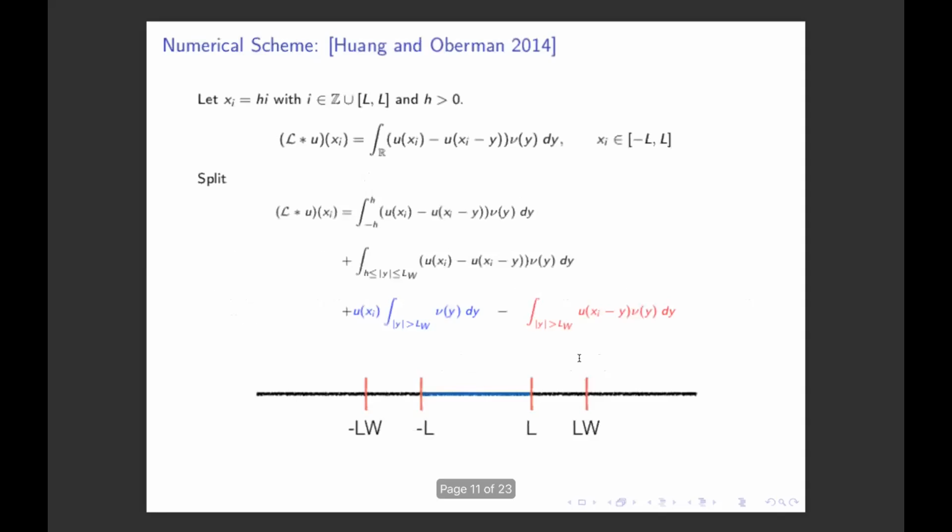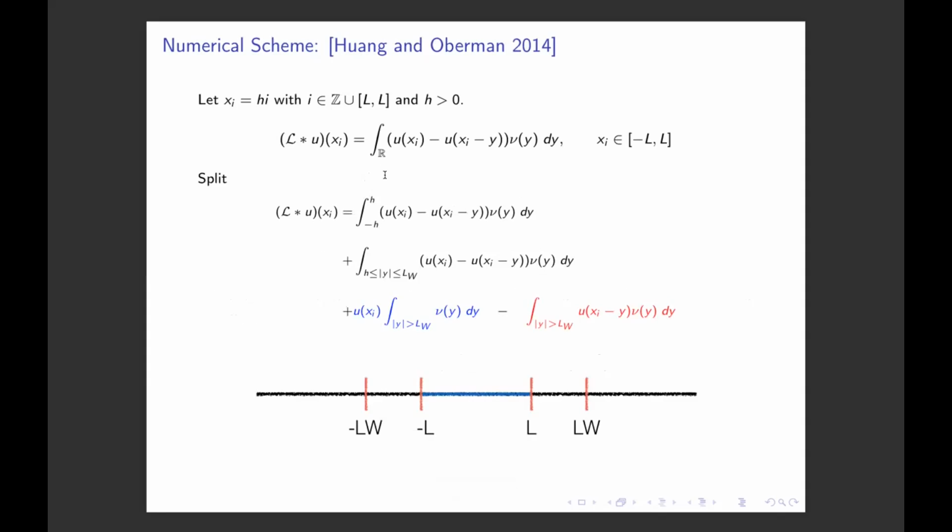So with this information, we adapted a scheme that is based on Huang and Oberman's work. Huang and Oberman created a quadrature method that they apply to the fractional Laplacian. What we're doing here is adapting their method and combining it with the ideas of how to make my operator invertible in order to create this scheme. So the scheme is very easy.